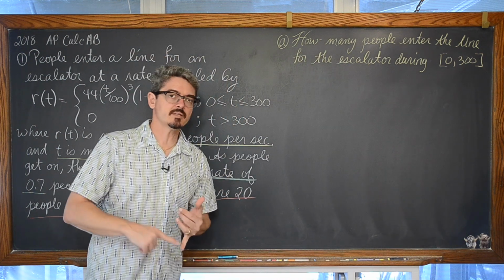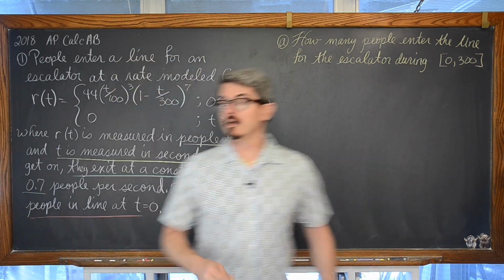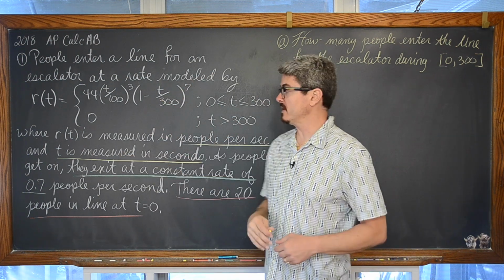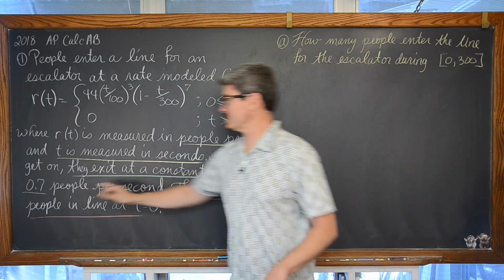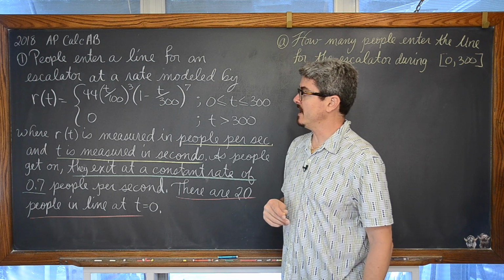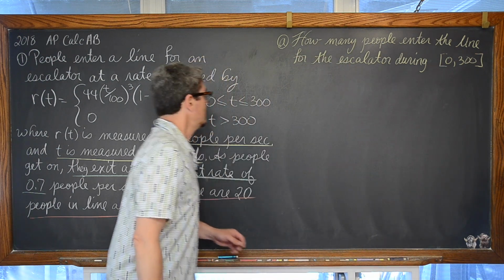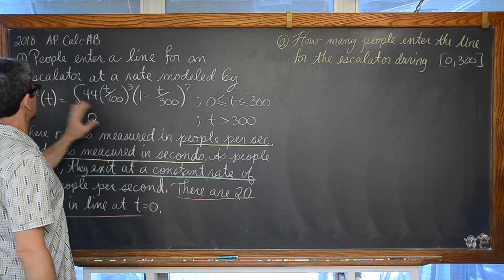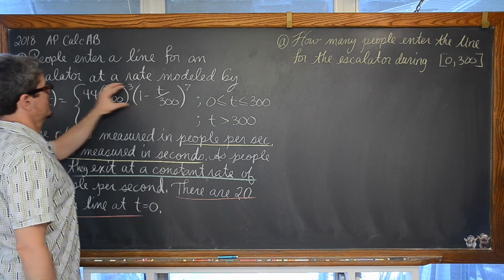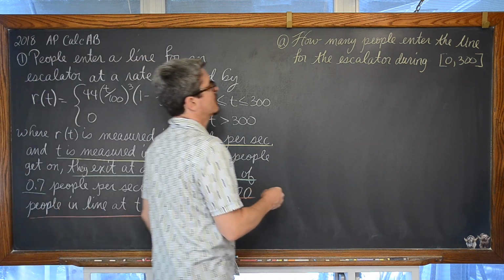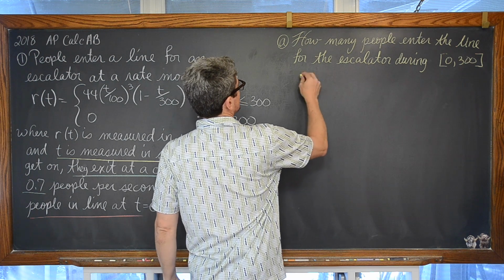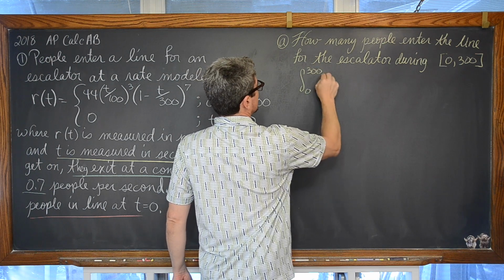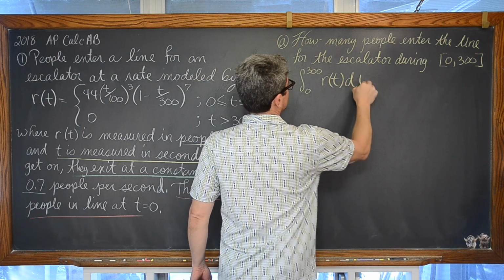Well, remember, when you integrate a rate of change, you get an amount of change, and we are given a rate of change. We were given a function describing the rate at which people get on, and another function describing the rate at which people are getting off of the escalator. So we just simply need to integrate the function that is describing how people are entering the line. So r of t is, and really we're concerned with this first part here, of course, so this amount is equal to the definite integral from 0 to 300 of r of t dt.